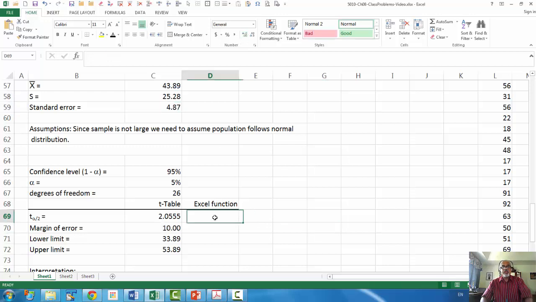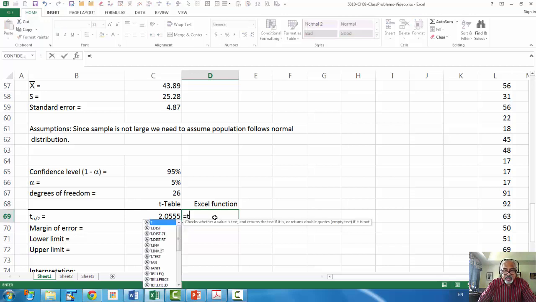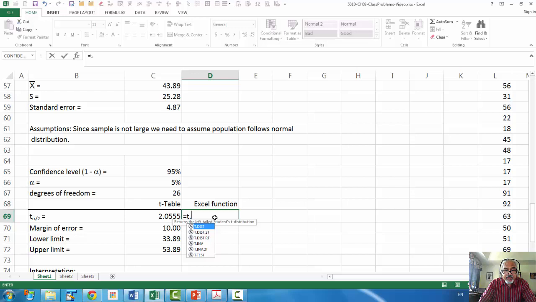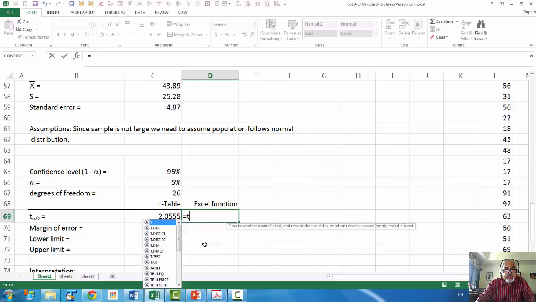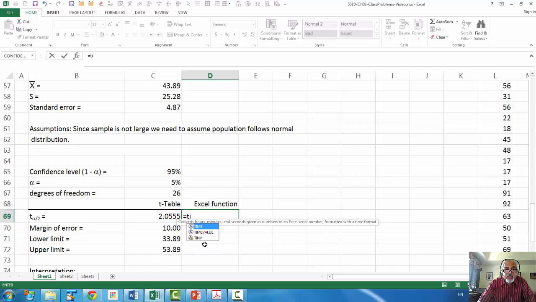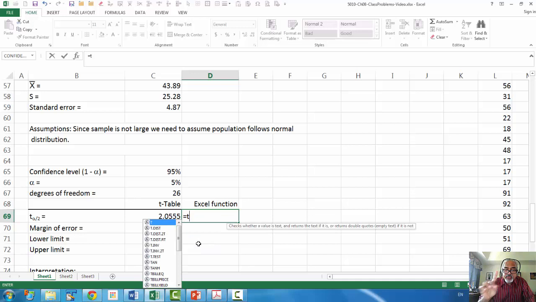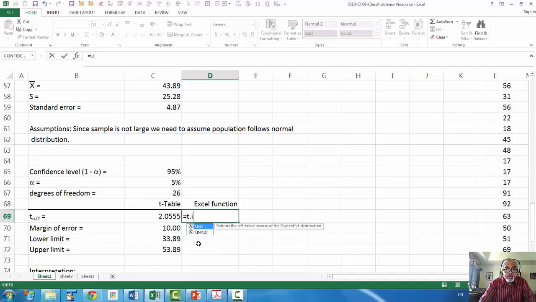Now if you want to get the t-table value using an Excel function, Excel has t.inv. The inv functions are the table functions. There are two of them here, t.inv and t.inv.2t, and then you see that there is just simply tinv. That's your legacy function. You don't want the legacy function. You don't use the legacy function. If you use the legacy function, I'll deduct points. So you need to use t.inv.